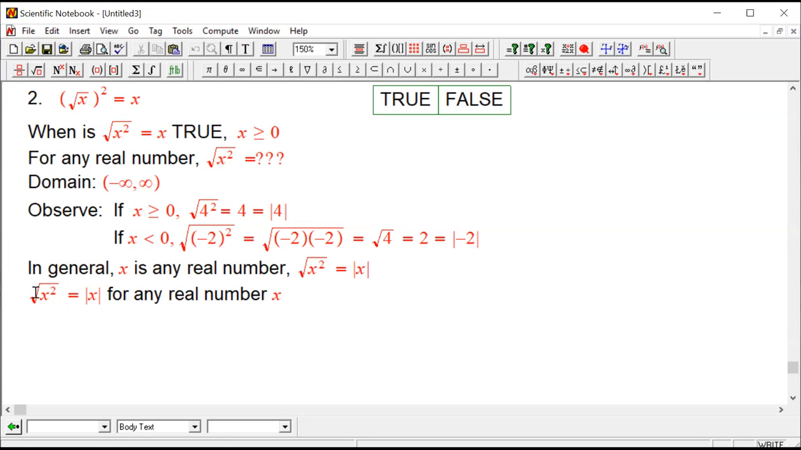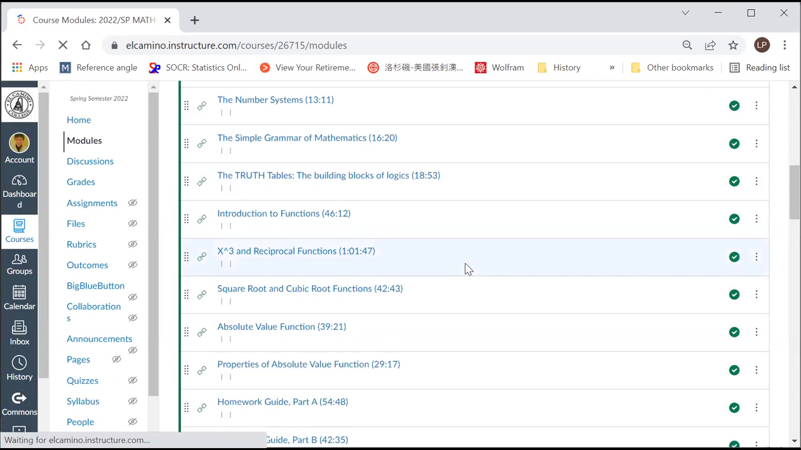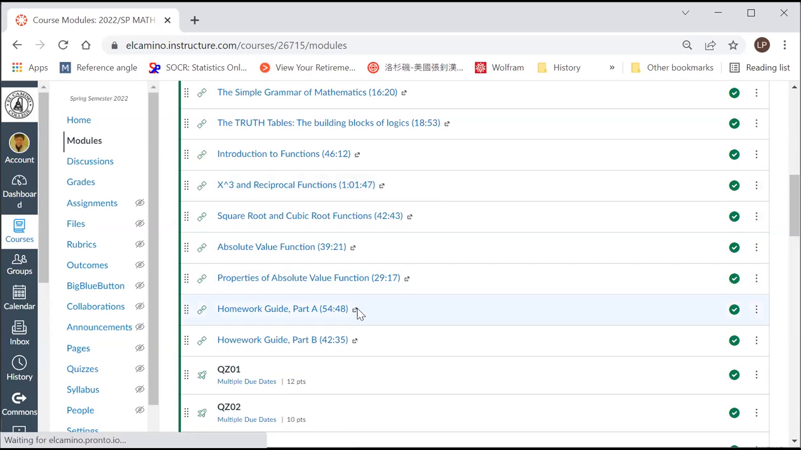Okay, so this is always true. For further discussion about the absolute value of x, I believe it's in our first week. So let me give you a pointer. I'm giving you a pointer to the absolute value function.